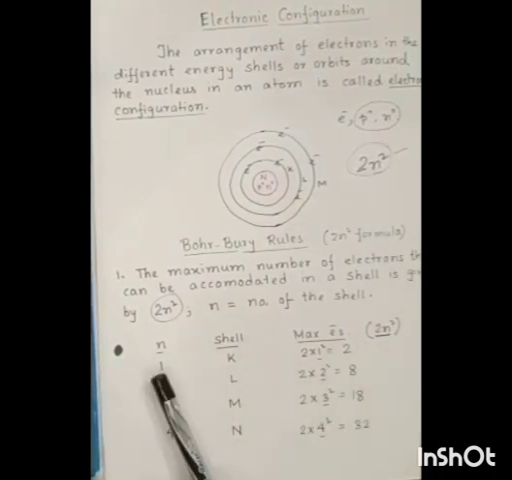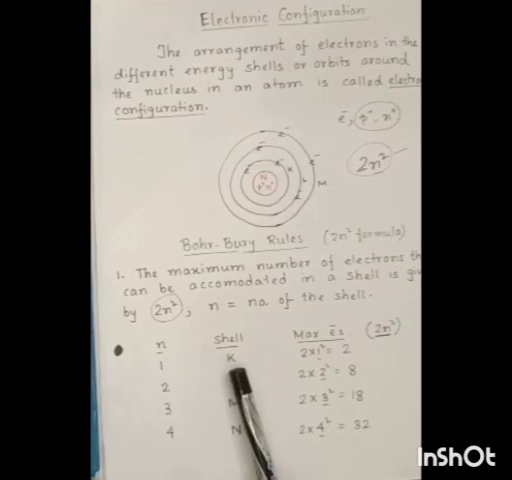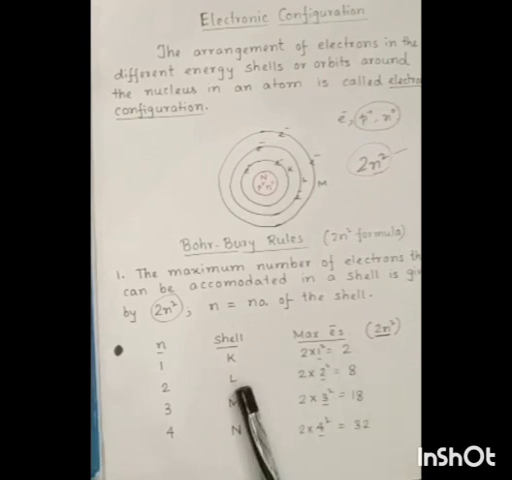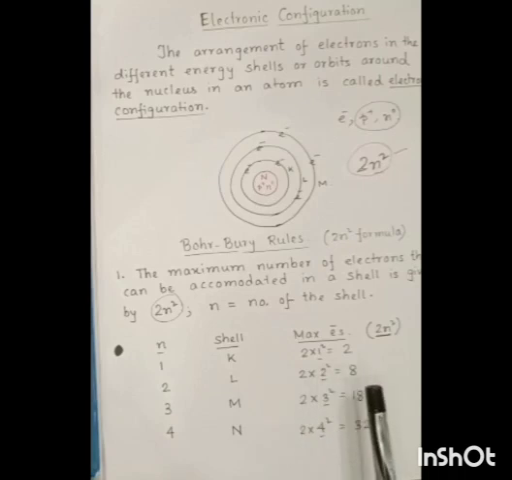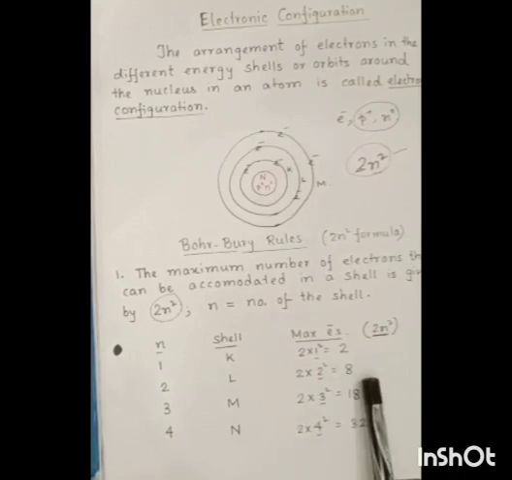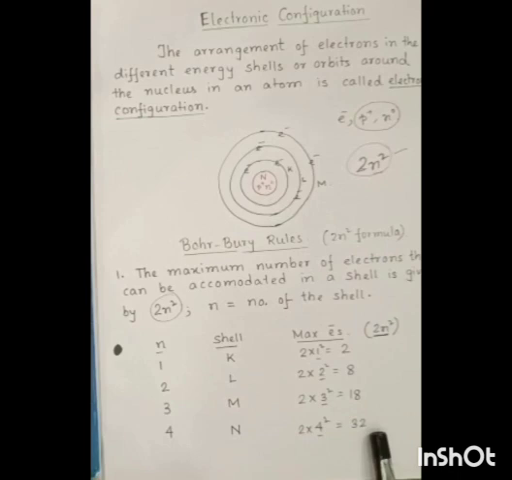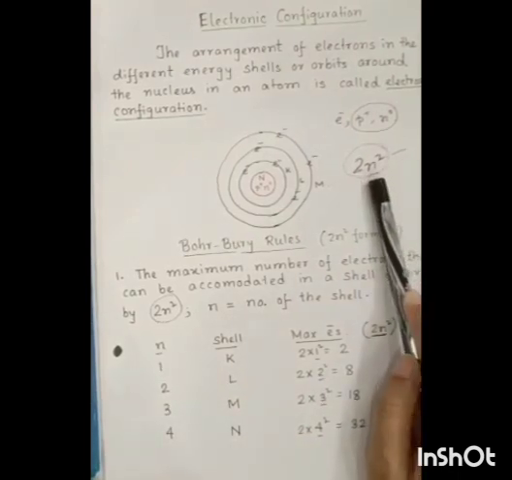It means the first shell, that is K shell or the innermost shell, can accommodate maximum 2 electrons in it, whereas the second shell, that is L shell, can accommodate maximum 8 electrons in it, and similarly the third and fourth shells, that is M and N shell, can accommodate maximum 18 and 32 electrons in it. And how to calculate these numbers? Just by putting n is equal to 2, 3, 4 like this.